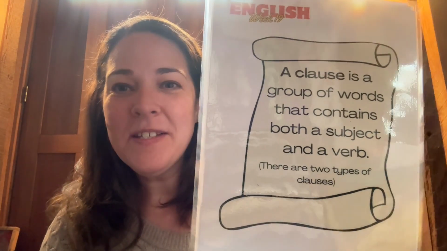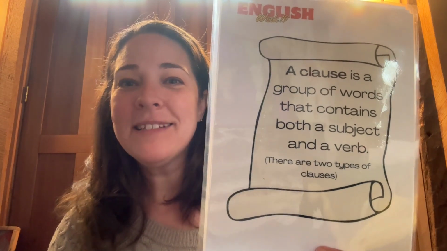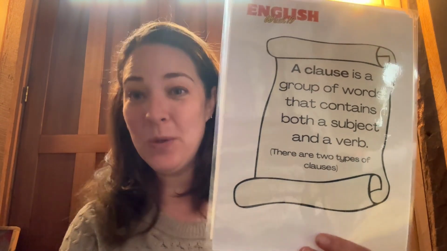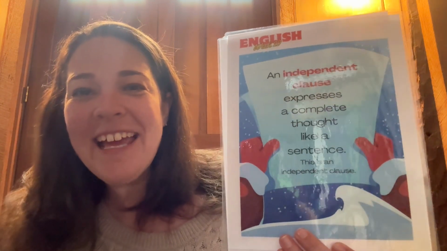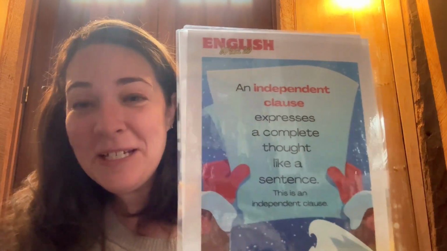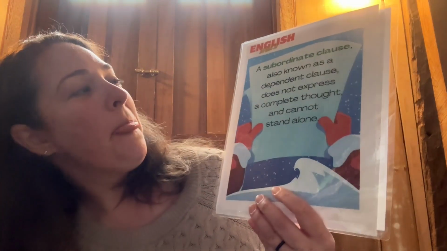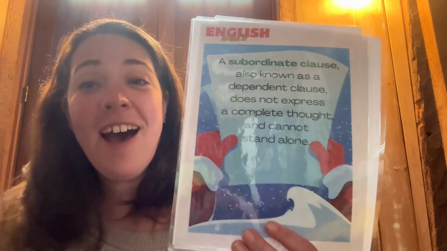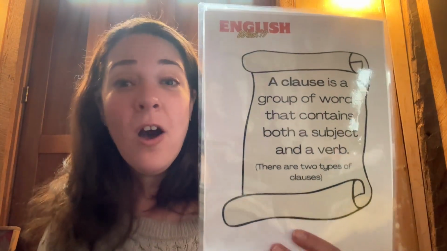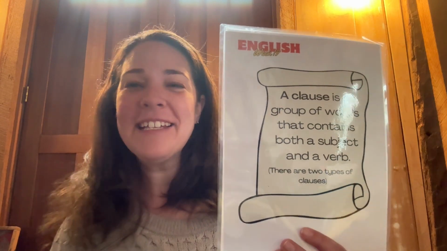Okay. A clause is a group of words that contain both a subject and a verb. There are 2 types of clauses. An independent clause expresses a complete thought like a sentence. This is an independent clause. This is this week's. A subordinate clause, also known as a dependent clause, does not express a complete thought and cannot stand alone. A clause is a group of words that contain both a subject and a verb. There are 2 types of clauses. And that is English.